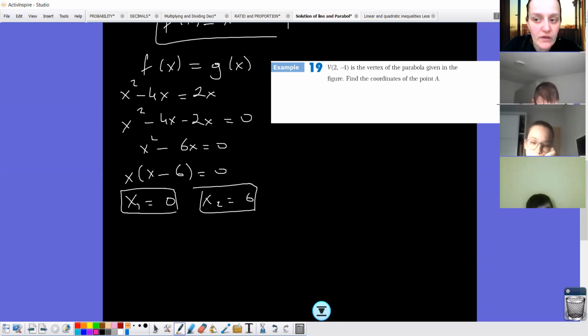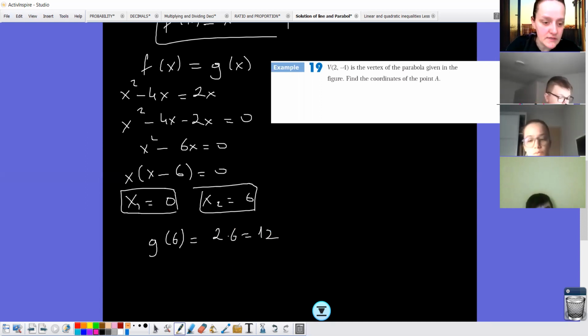These two points are giving the x coordinates of the points that are common for the parabola and the line. Now, if we know the x coordinate of A, I can find the y coordinate. How? Because this is on the line, g of x. It means that g of 6 is equal to 2 times 6, which is 12. So the coordinates of A are 6 and 12.